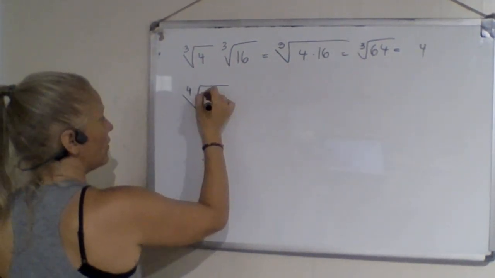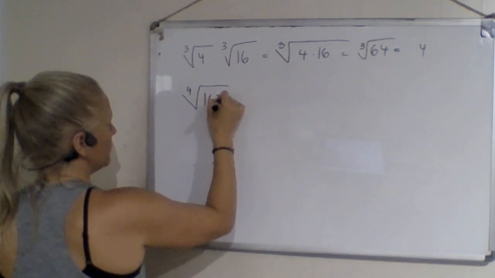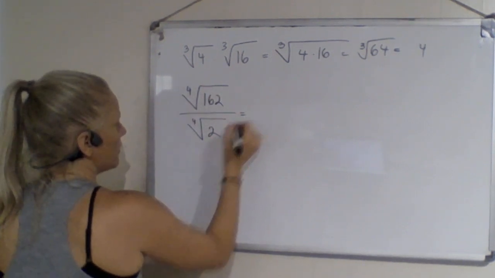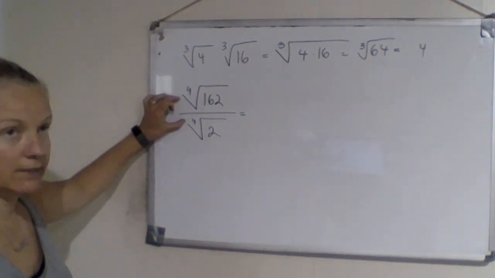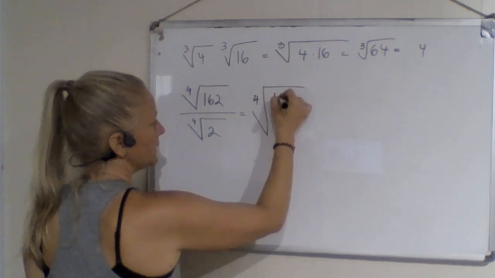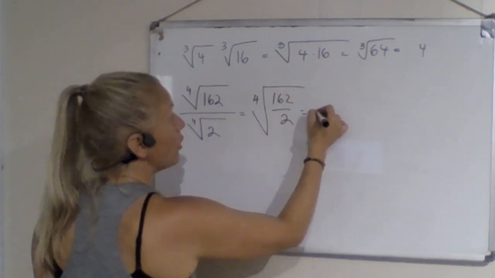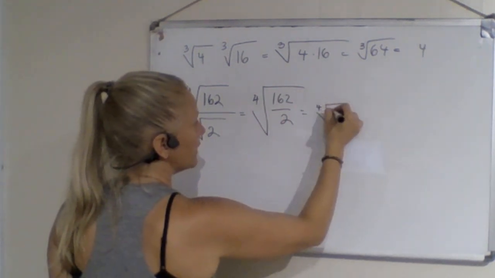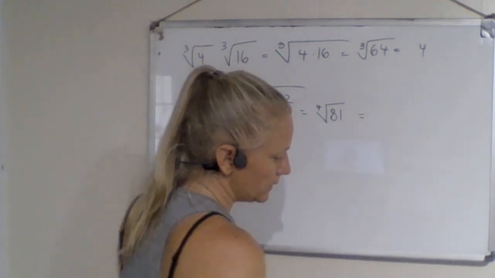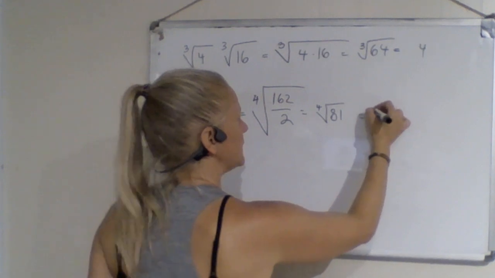Root 4 of 162 divided by root 4 of 2. Remember the rules of roots. As long as I have the same root, they can go under the same root. This becomes 162 divided by 2, or root 4 of 81. When you see root 4, please remember to think plus or minus. The book doesn't tell you this. I'm telling you this every single time.